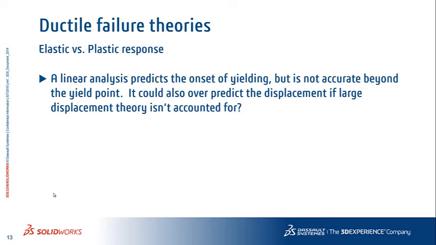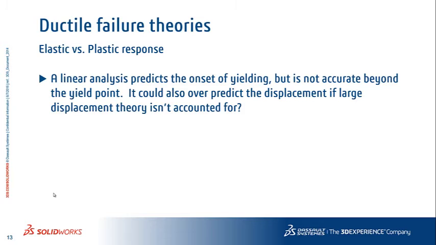But if you're looking for results beyond yield, it's not going to be correct. And just real briefly, in a linear elastic stress analysis, we make the assumption that the response follows Hooke's law, and the slope of the stress strain curve is basically the modulus of elasticity.